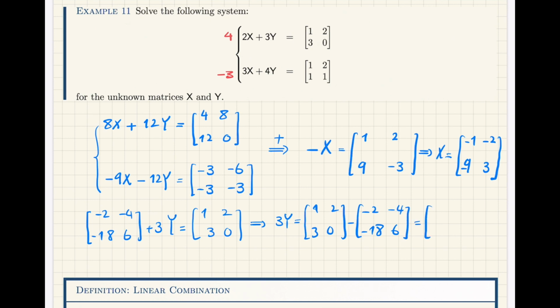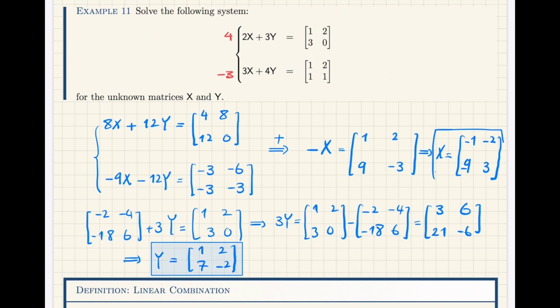So let me simplify this. It becomes 3, 6, 21, minus 6. But I want to find y. I divide. Don't divide. I multiply by a third. Yes, so this becomes 1, 2, 7, and minus 2. So this is a matrix here, and this is my matrix here.